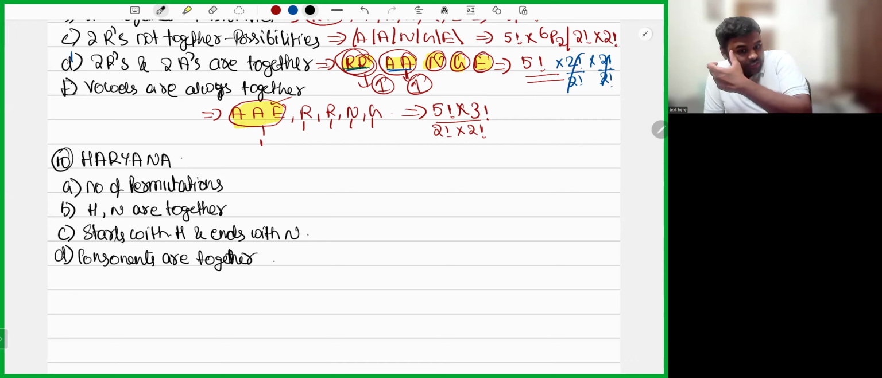Number of permutations. H and N are together. Starts with H and ends with N. Consonants are together.